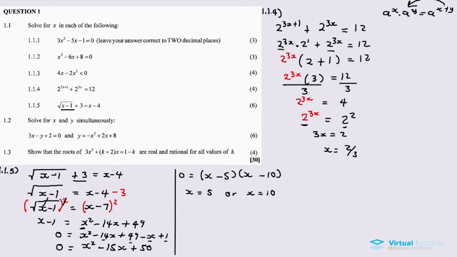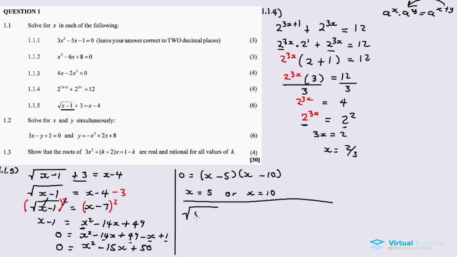But it doesn't end here for this equation. Just because you get your roots doesn't mean you are done. You must go back and test them in your equation. You must test whether it satisfies the equation. So you take x equal to 5 and substitute it in that equation.